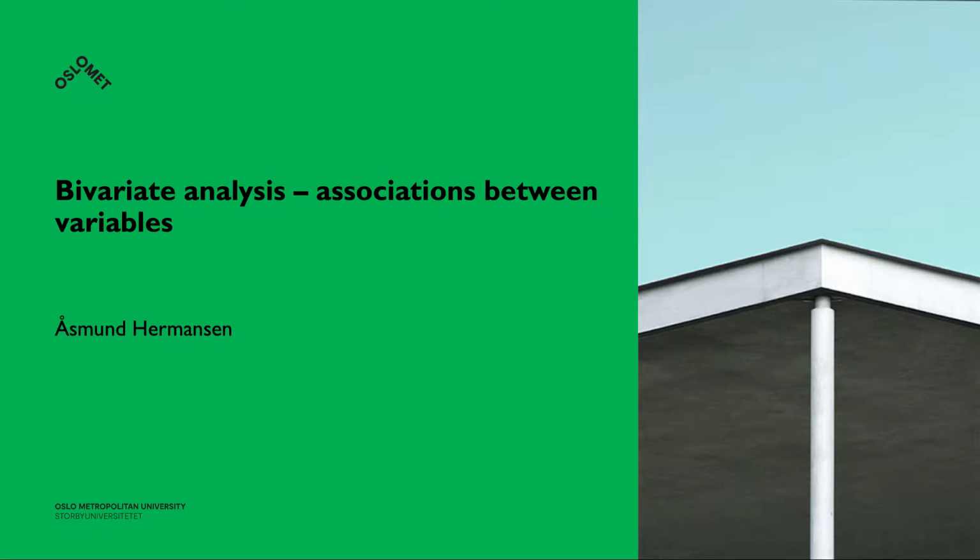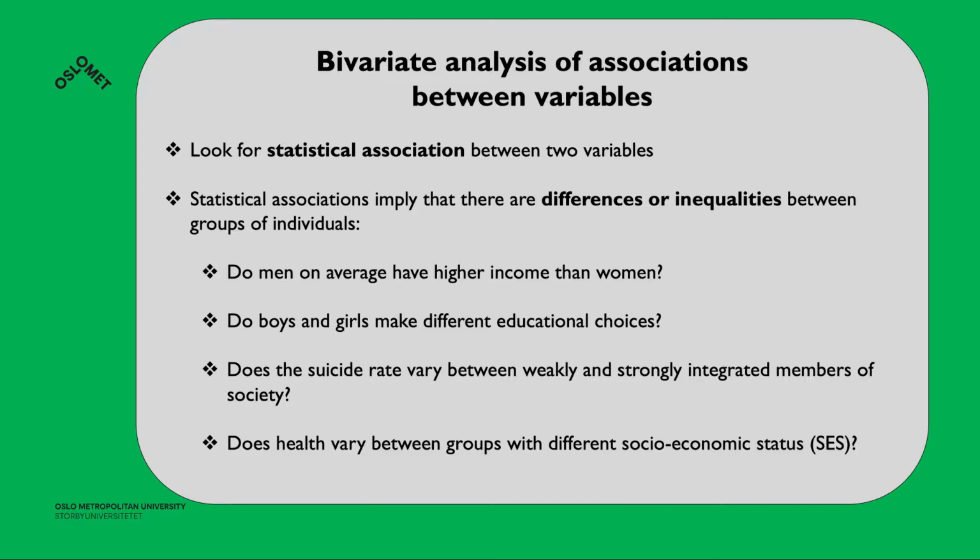Welcome to this e-lecture, which will be about bivariate analysis and association between variables. And what is bivariate analysis of association between variables? Well, what we do is we look for statistical associations between two variables, and statistical associations imply that there are differences or inequalities between groups of individuals.